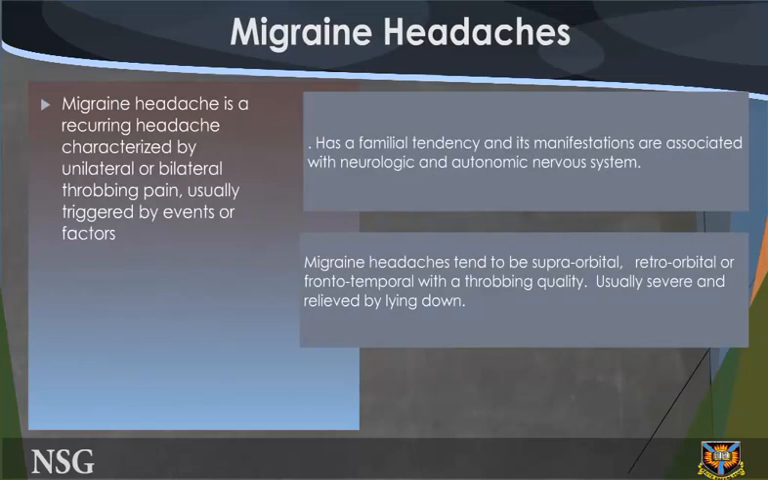Migraine headaches. Migraine headache is a recurring headache characterized by unilateral and bilateral drooping pain, usually triggered by events or factors. It has a familial tendency and its manifestations are associated with the neurologic and autonomic nervous system. Migraine headaches tend to be supraorbital, retroorbital, or frontotemporal with a throbbing quality, usually severe and relieved by lying down.